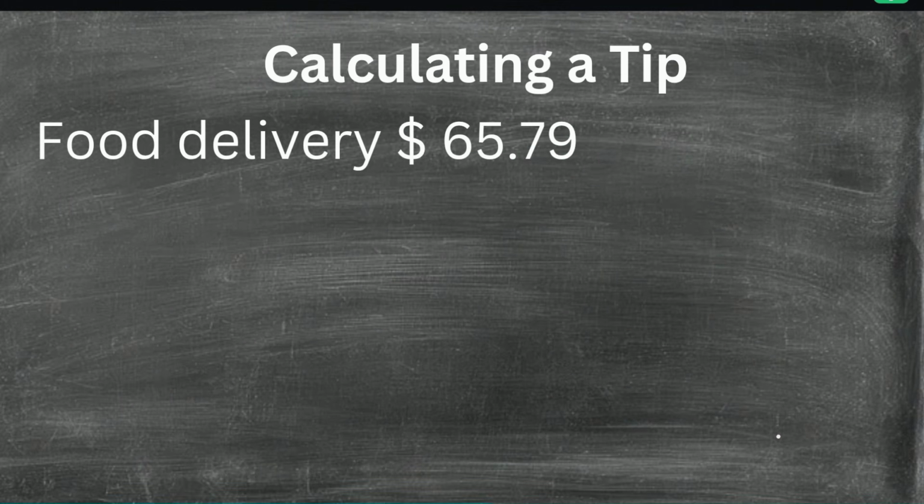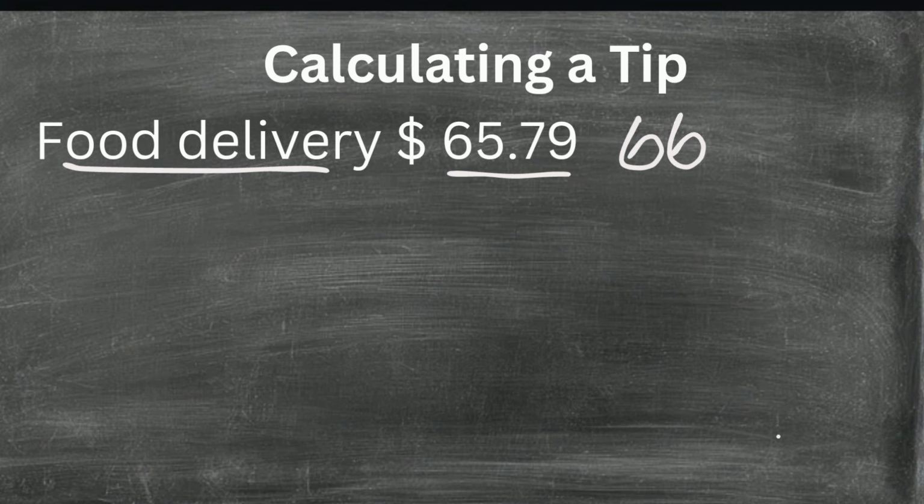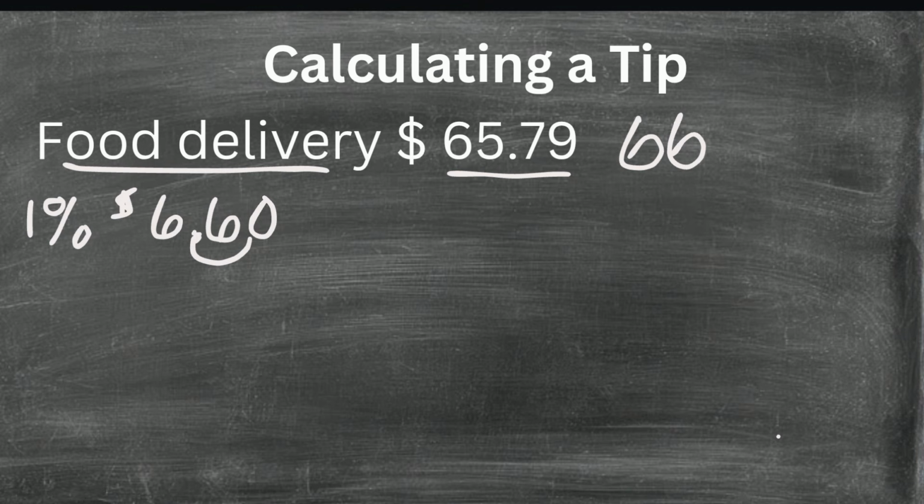Now let's take a look at a food delivery, and they can get a little bit more expensive. It's $65.79. Let's first round that to $66. For our 10% tip, we're just going to move the decimal one place to the left. So that gives us $6.60, because the decimal was here and I just moved it to there.